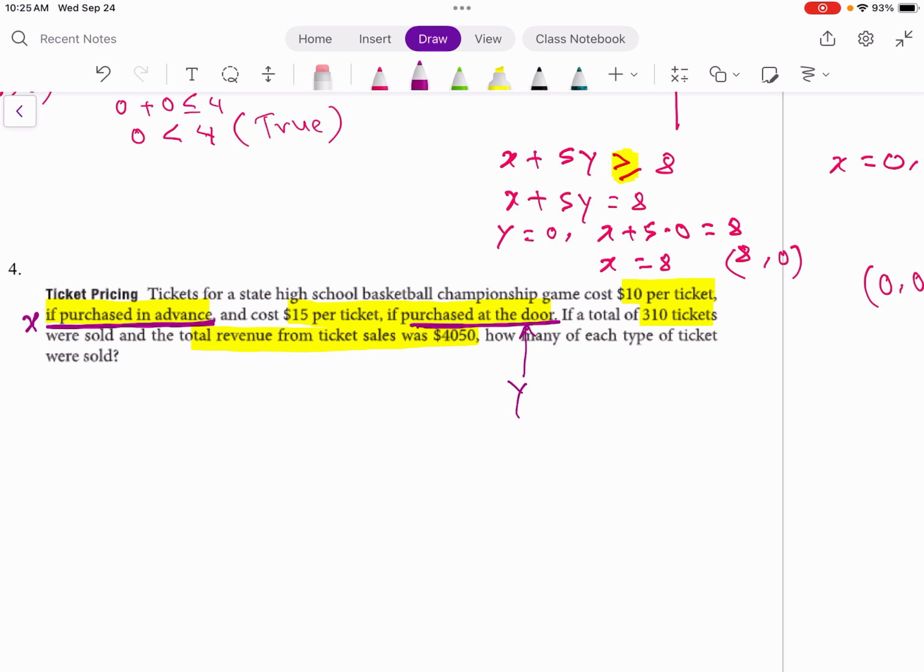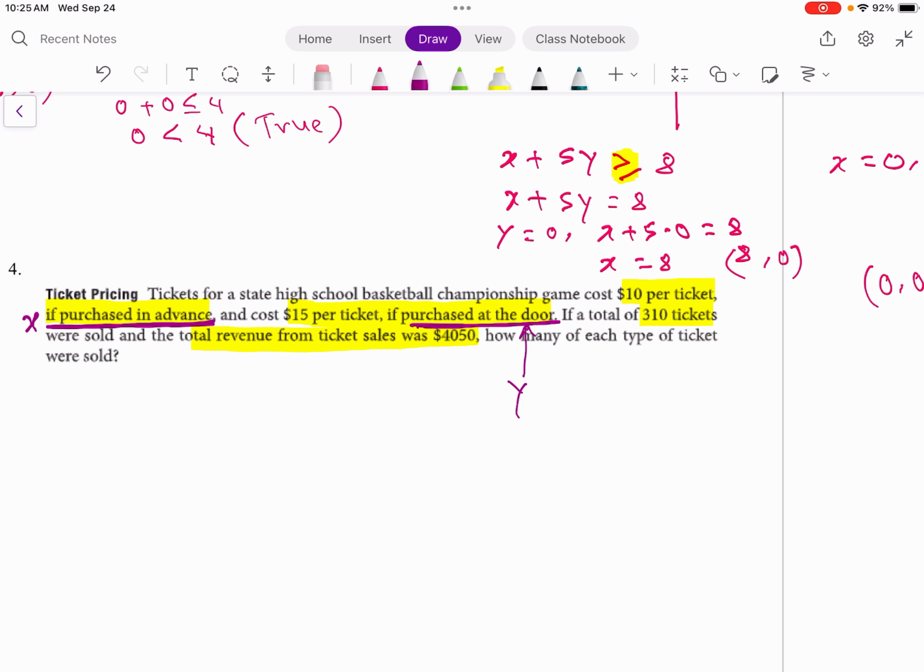Now, at the end, a total of 310 tickets were sold. So we have X as the number of tickets purchased in advance, and we have Y as the tickets purchased at the door. And we have 310 as the total tickets. Now, how can we relate X, Y, and 310?